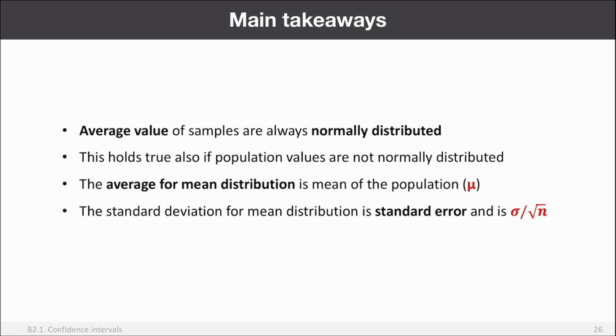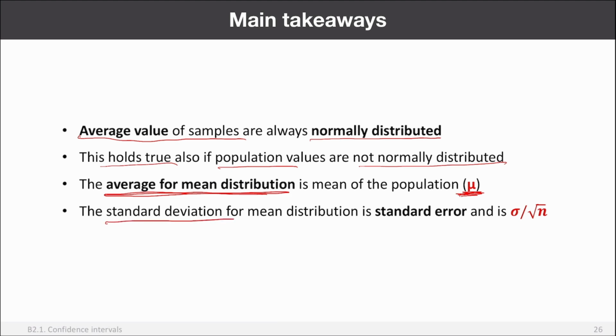Okay. So these are the main takeaways from the first video of this sequence. The average of your sample is always normally distributed. It can be proven mathematically that average values always follow a normal distribution. This is true also if populations are not normally distributed. I didn't prove it, but you can find the mathematical proof yourself if you Google for the central limit theorem. The center of this distribution is the same as the center of the distribution of your values, so it's the population average mu.